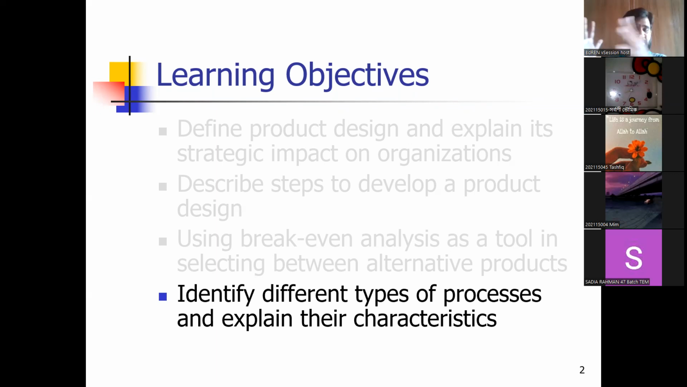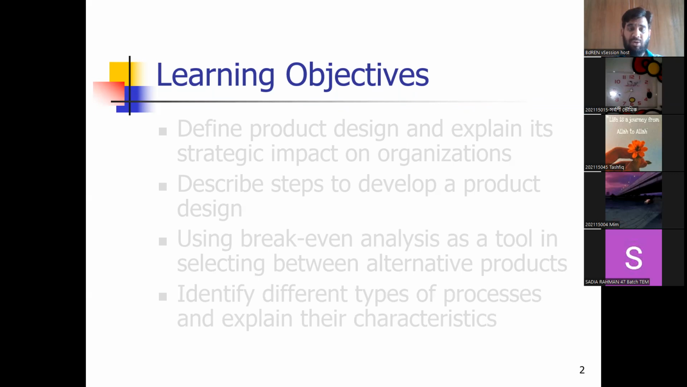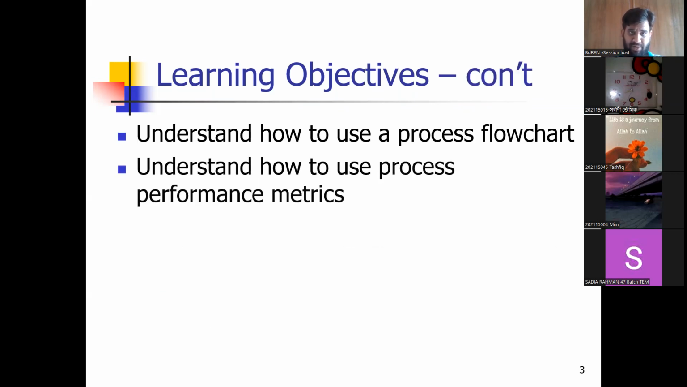So product design and process selection are equally important, and they work together. The product you will design must be supported by the processes you will choose. Otherwise, you cannot produce the product. So operations department and the product decision in the corporate stage are very interrelated. We will also investigate these issues, understand how to use the process flowchart. Yes, that is also very important.